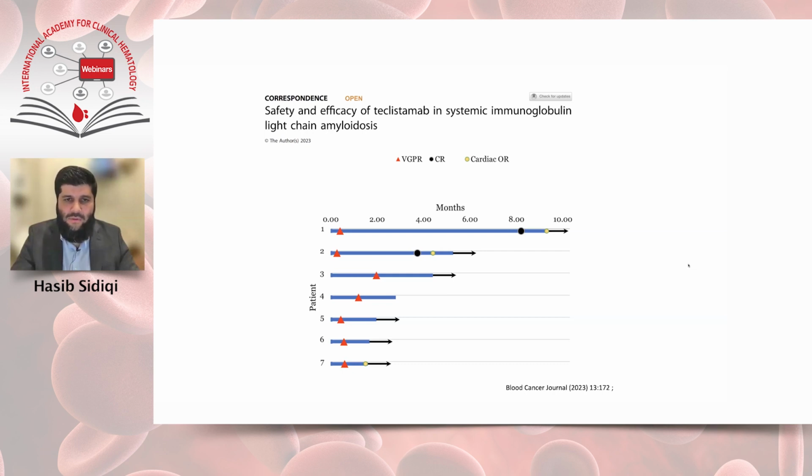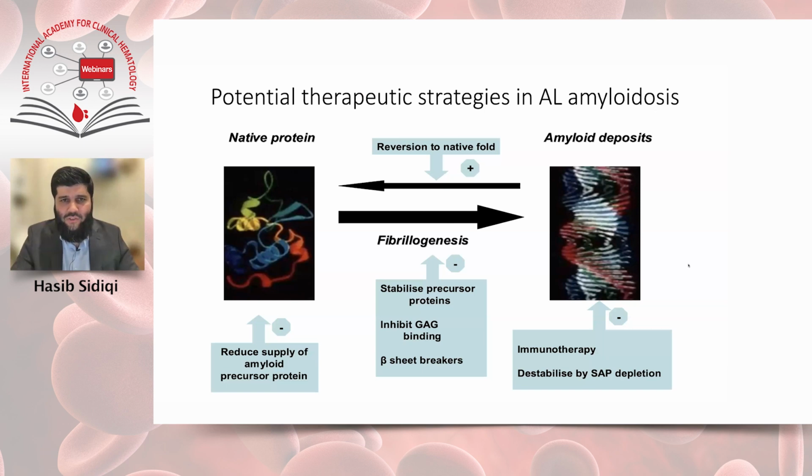We know from our experience in multiple myeloma that they are able to produce deep and sustained responses. And those deep and sustained responses are critical for organ response in patients with light chain amyloidosis. So I certainly think that these agents are going to be studied in the future in patients with AL amyloidosis. So what about other potential therapeutic strategies? Thus far, we've primarily looked at reducing the supply of the amyloidogenic light chain by targeting those pathogenic plasma cells in the marrow. Well, what about targeting the amyloid deposits?